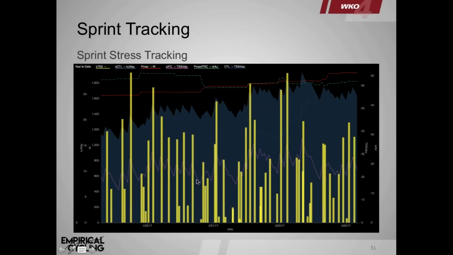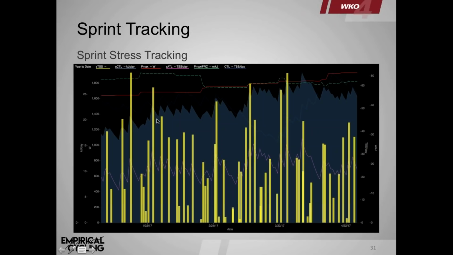And then in the purple here, the pink, rather, this is your sprint ATL. I've never really used this. I've never seen it get too high for anybody, because sprinting is kind of a self-limiting thing. You can really only do so much of it in a day, or even in a week. So I just watch this to make sure that somebody's not going too hard for too long.